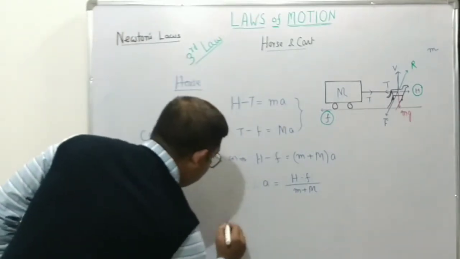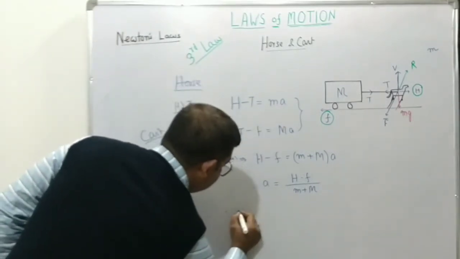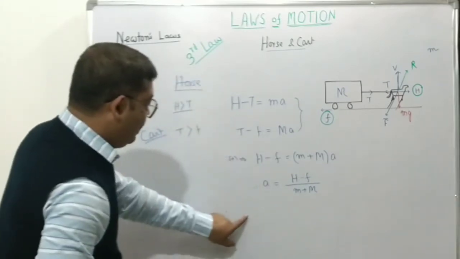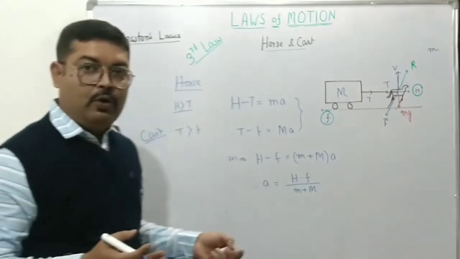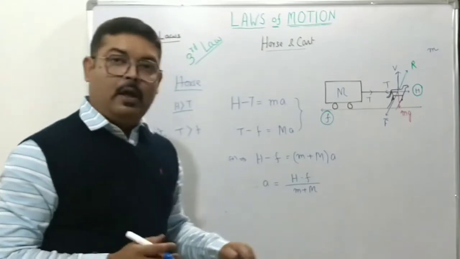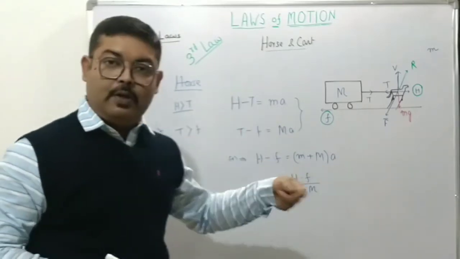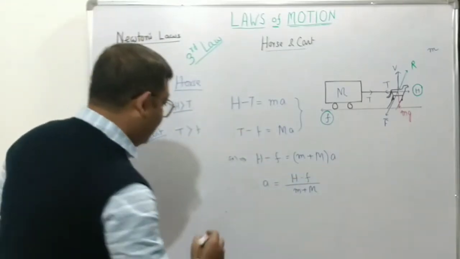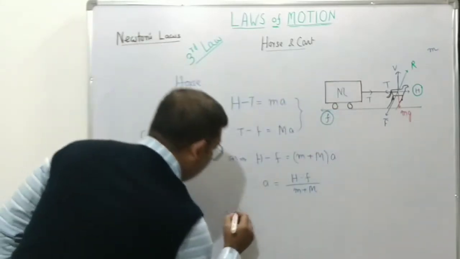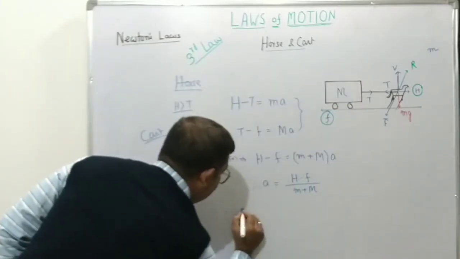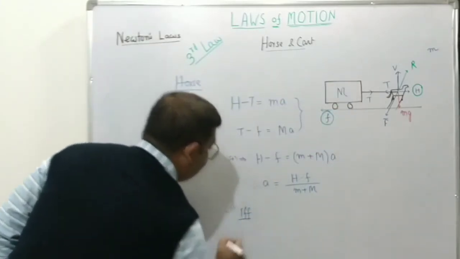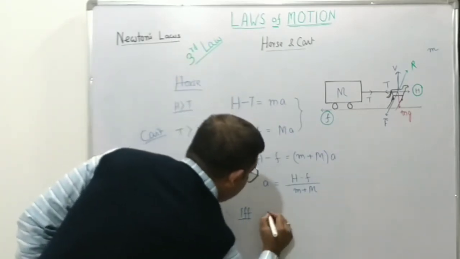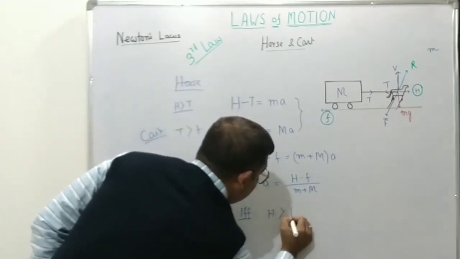Therefore the acceleration will be greater than 0, or positive, or there will be an acceleration in the forward direction, if and only if, or the horse and cart system will move if and only if, that is, if we have H greater than F.